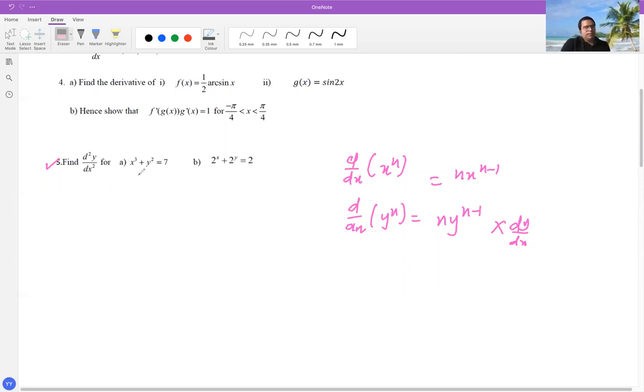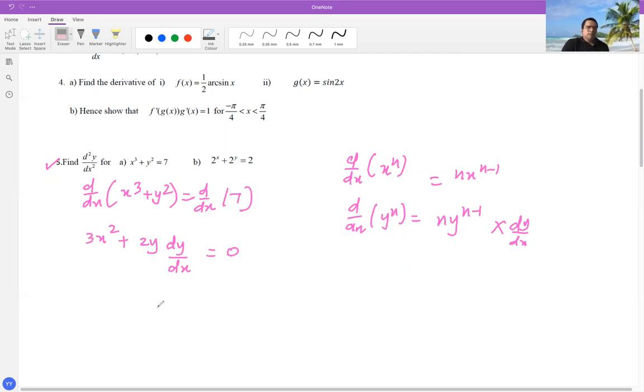So first, if you apply the derivative on both sides, x cubed derivative is going to be 3x squared, plus y squared derivative will be 2y times dy by dx, equals 0. Now from here, what I get is dy by dx is going to be negative 3x squared over 2y. Now, if I differentiate this, I can get the answer.